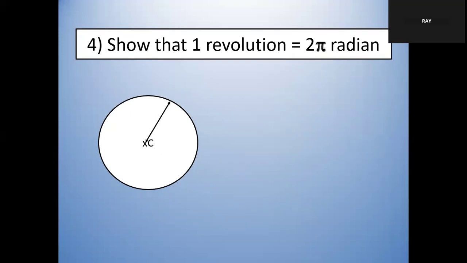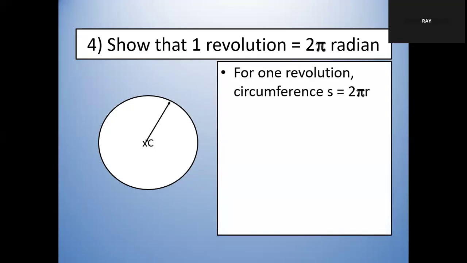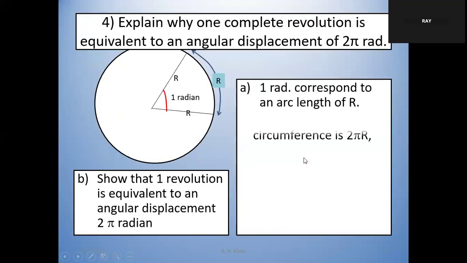Show that 1 revolution is 2 pi radian. Right? 1 revolution, the circumference is 2 pi r. Then arc length is r theta. So from there, you want 1 revolution, the angle. You want the angle. So theta is s over r. s is 2 pi r. And r can cancel off, 2 pi radian. And that's how we show it. This is the same thing.